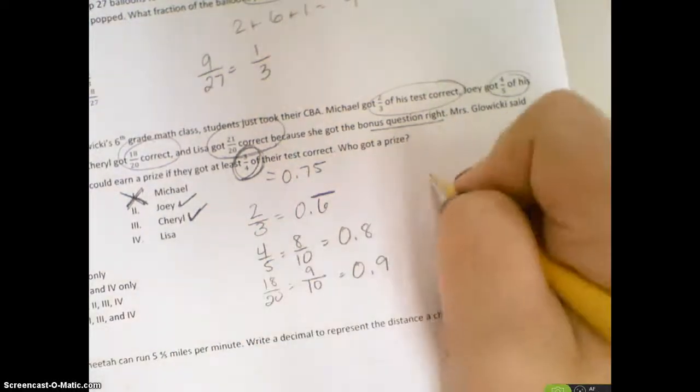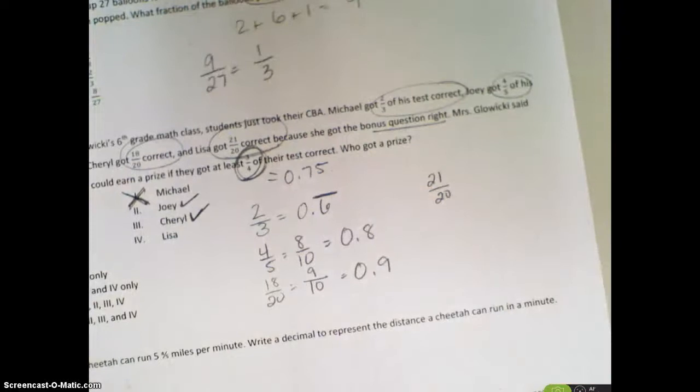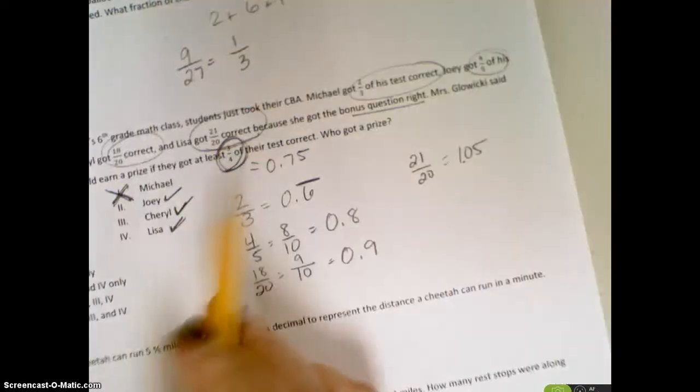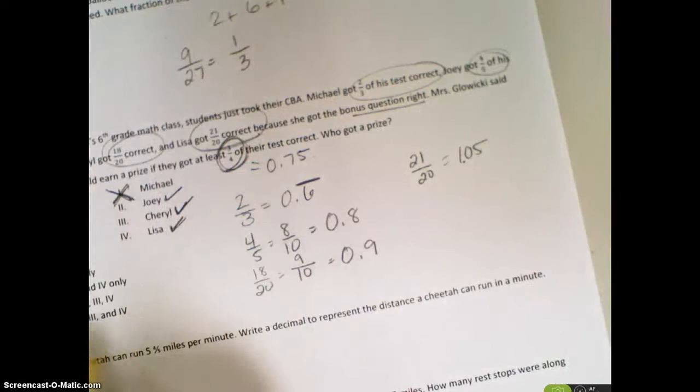And then Lisa, if we look at her, she's 21/20. She's actually over 1 whole because it's an improper fraction. So she actually ended up getting 105, or 1.05, which means that she automatically did well because she got above 100. So the people that are doing better and getting the prize are 2, 3, and 4, which is D.